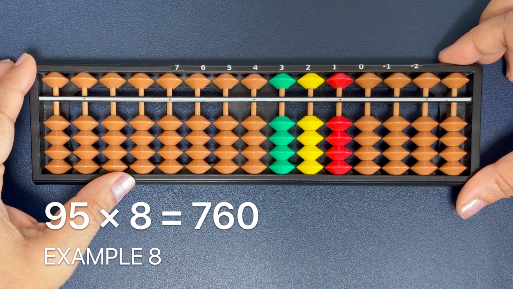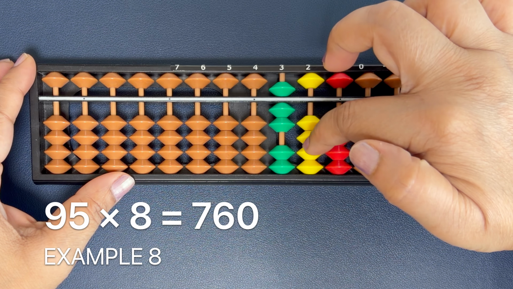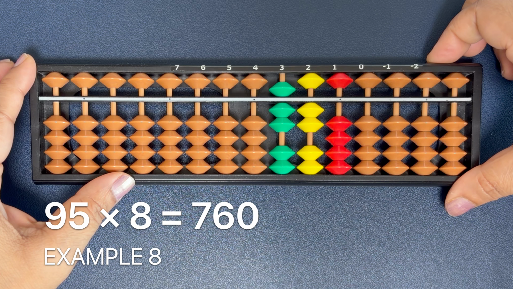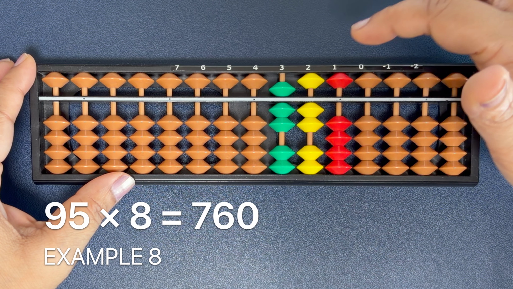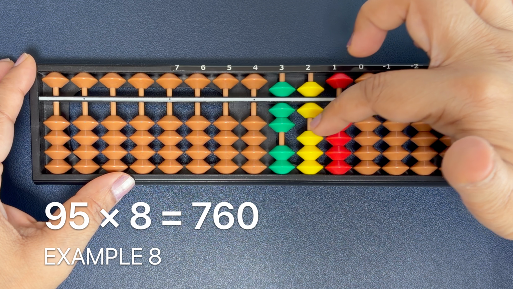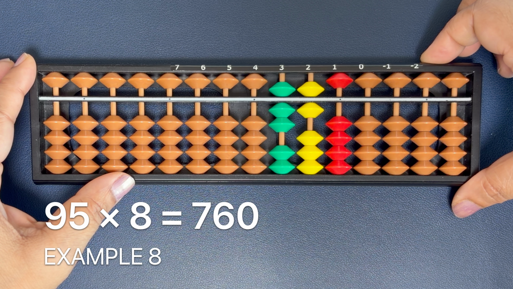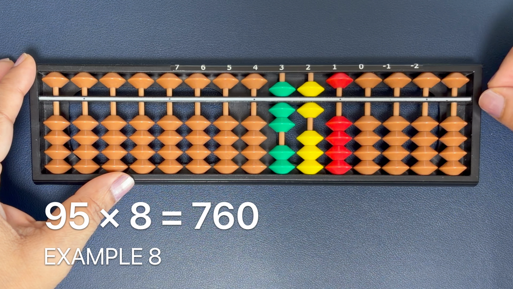Next, 95 into 8. First 9 times 8, 72, right? And 5 times 8 make 40. So add 5, take 1. So answer is 760.